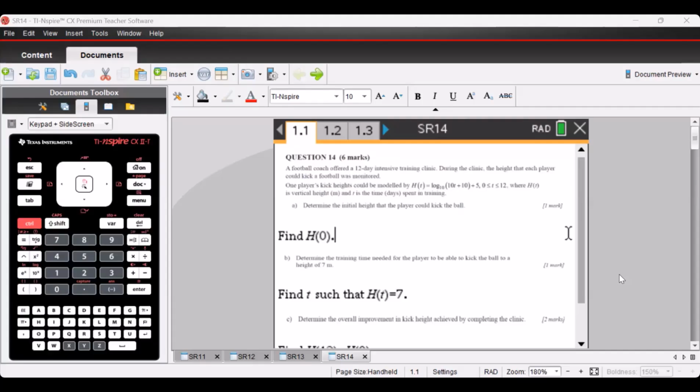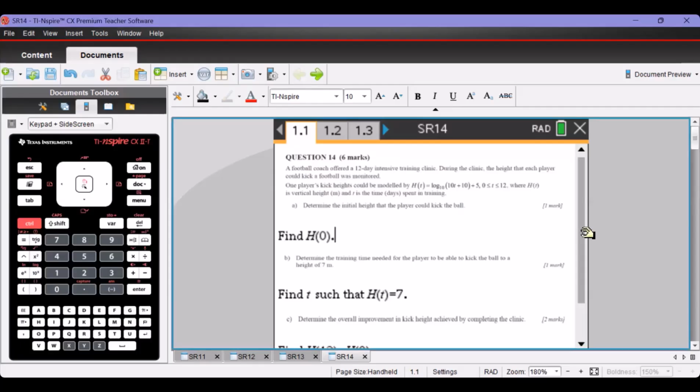There are 5 parts, so let's have a look at the question as an overview. Part A asks us to determine the initial height that the player could kick the ball. So in other words, we need to find h of 0. Part B asks us to determine the training time needed for the player to be able to kick the ball to a height of 7 metres. That means in part B, we need to find t such that h of t is equal to 7.